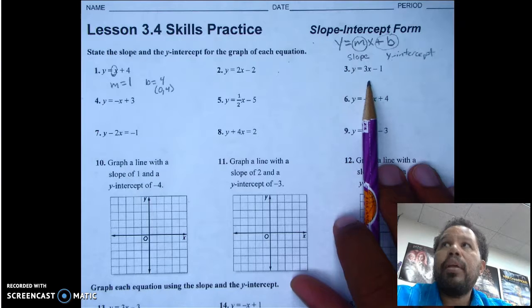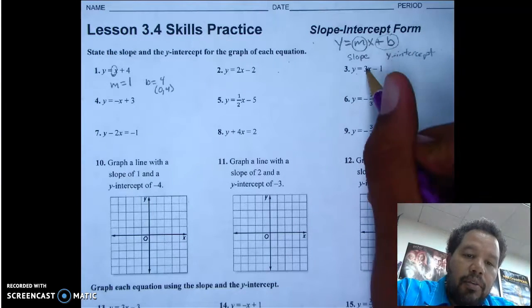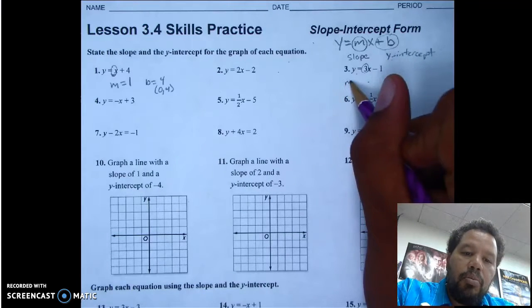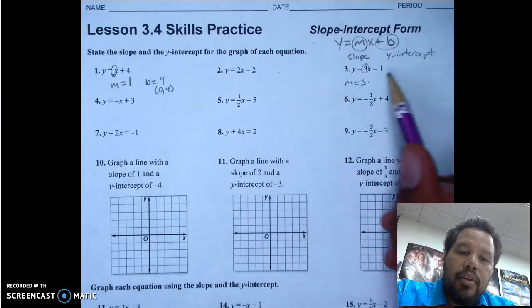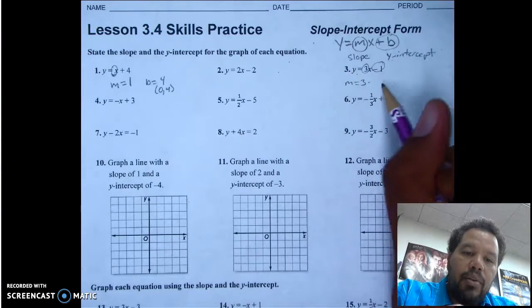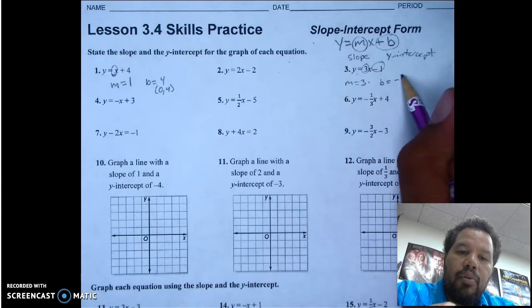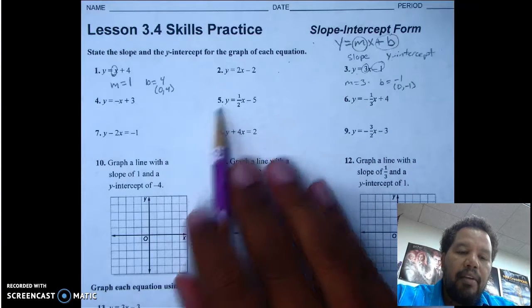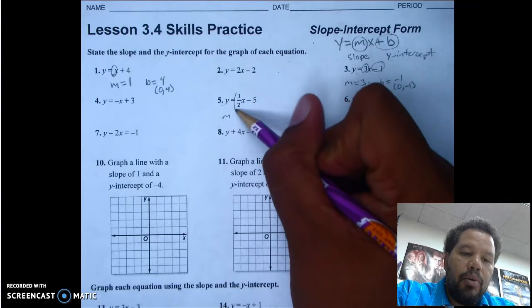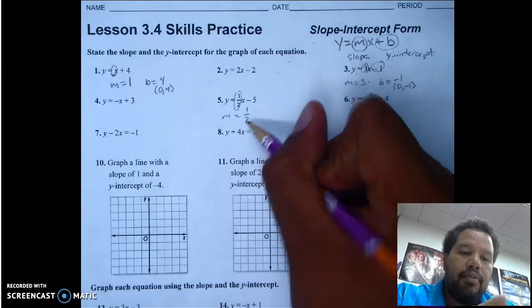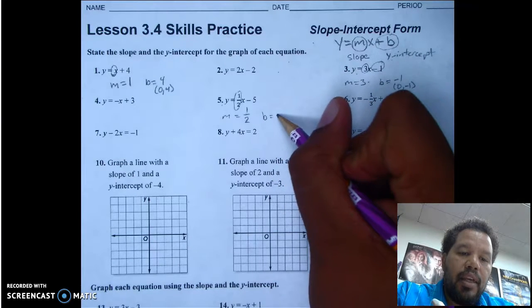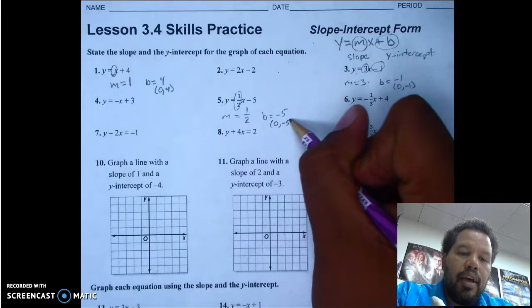Okay, over here, number 3. We're looking for our slope. Our slope is going to be the number next to the x, or the coefficient. So the slope is 3. The y-intercept, this time, is -1. So our y-intercept will be -1, or (0, -1). Let's go with number 5. What's our slope? Our slope is 1/2. So slopes can be fractions, and the y-intercept is -5, or (0, -5).